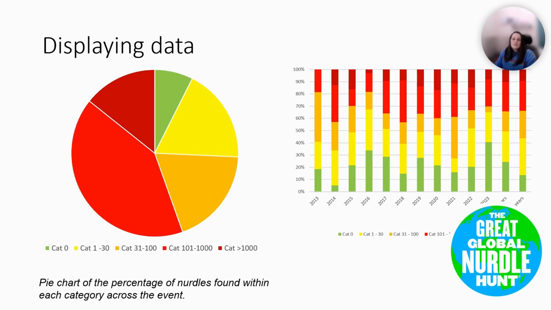Once you receive the data, it can be a little bit overwhelming, but creating graphs like these is quick and simple. On the left, you have the Great Global Nurdle Hunt data from 2023, just split out into the 5 categories I mentioned earlier. And on the right, we were recently asked to provide data on nurdle hunts in Scotland over a 10-year period, and that's just another way of displaying that data.